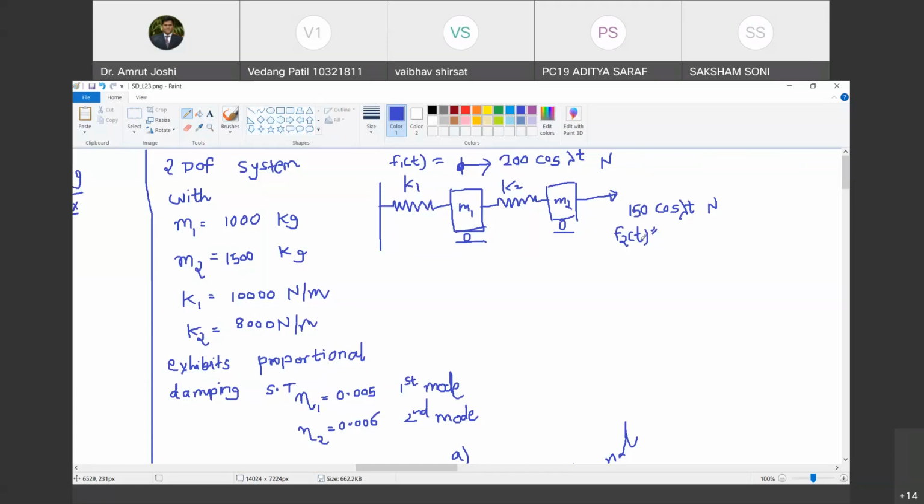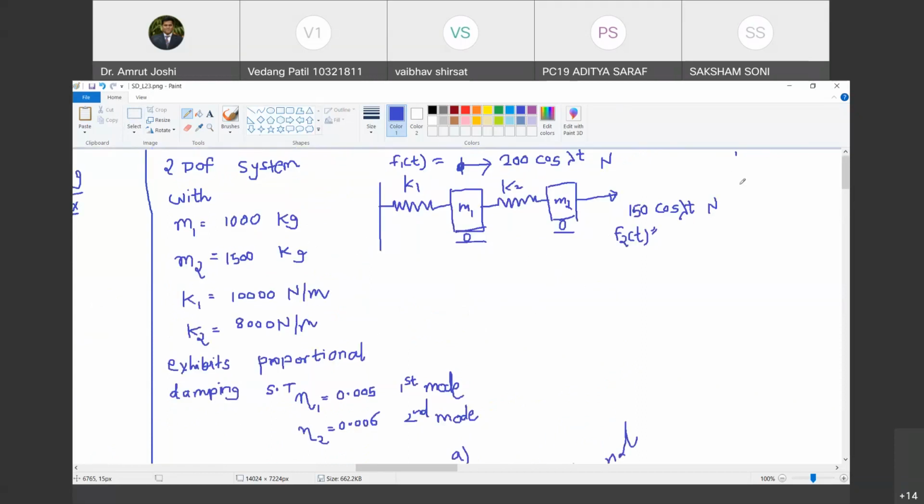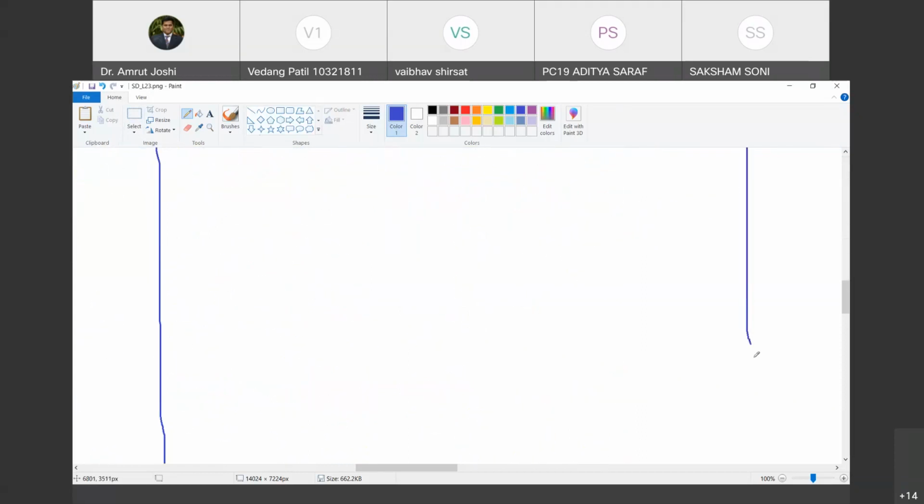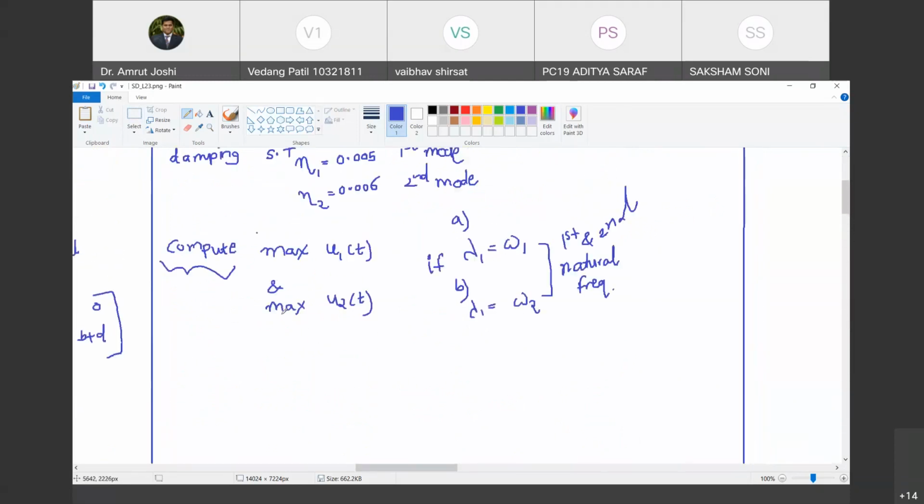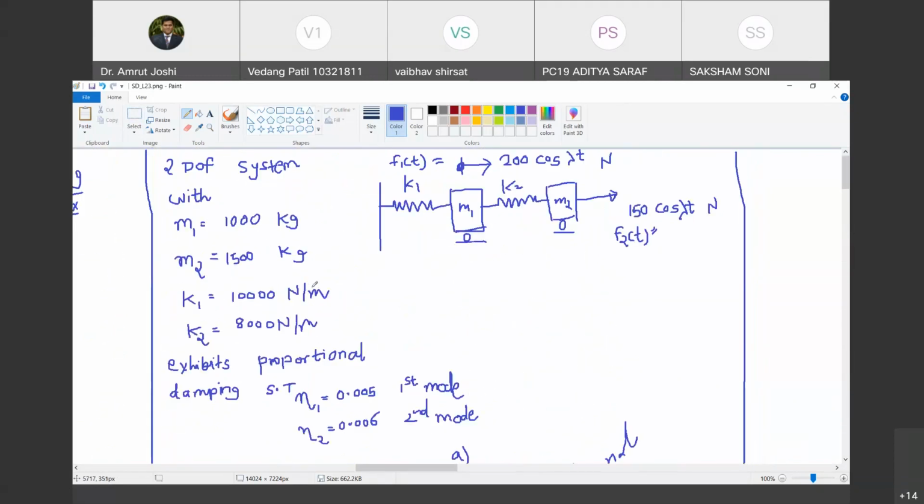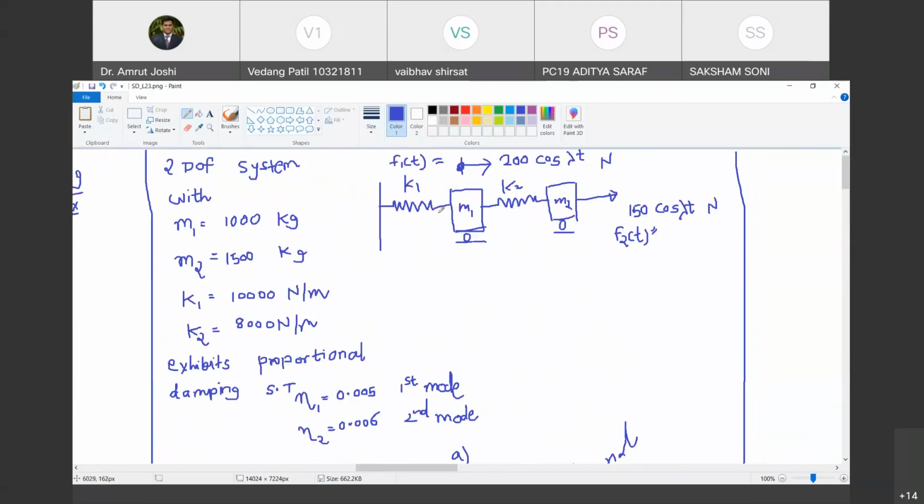Now, how do we go about this? We are going to quickly solve this problem today. We will complete its solution today. That's our task today. Happy? Are you with me? Yes, sir. So now we are going to do it quickly. First of all, we are going to write down the equations of motion.